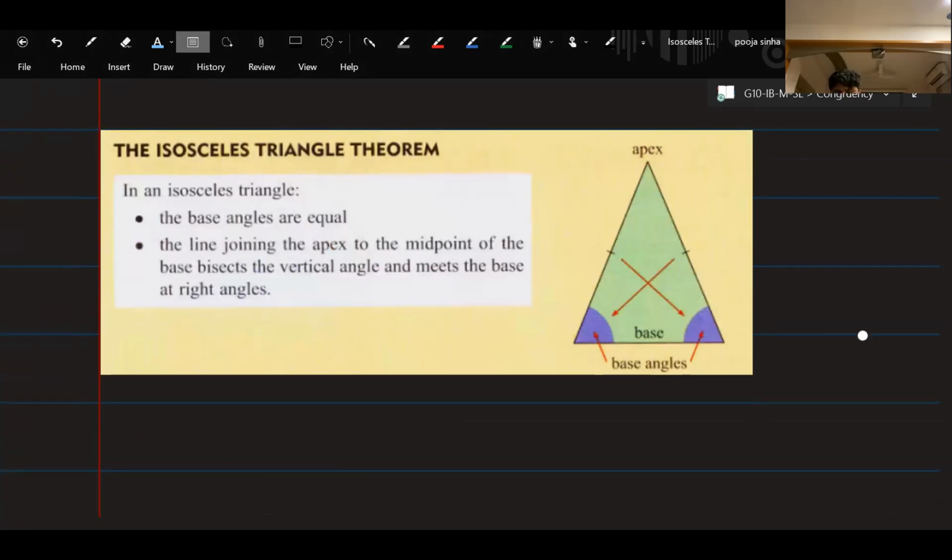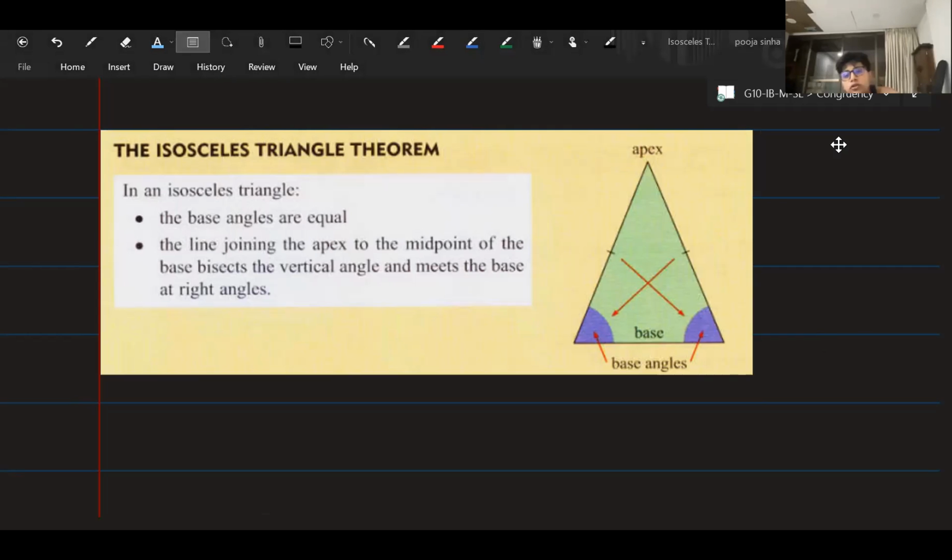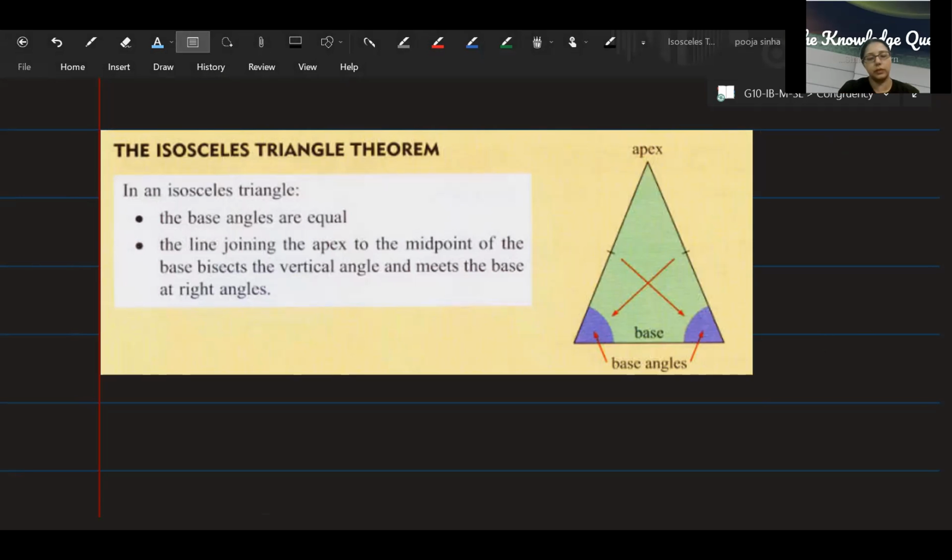What is an isosceles triangle? It's one where two sides are equal and one is different. And what about the angles? The base angles are equal. Okay, the angles which are opposite to the two equal sides will be equal. I'll just draw that also.